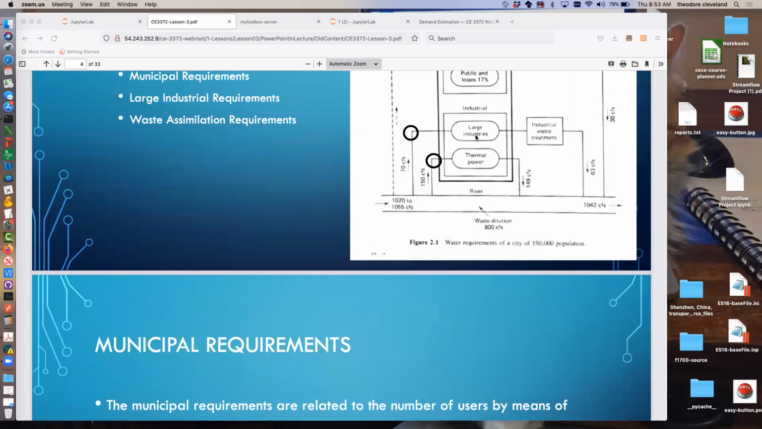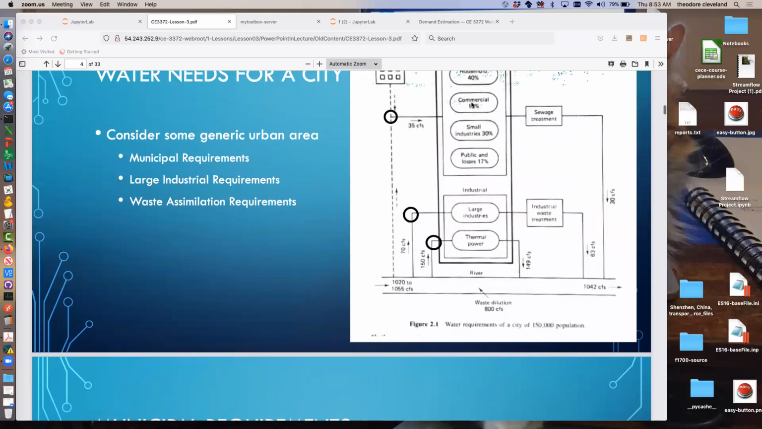Industrial water also usually goes back relatively close to the source. Municipal water, not so much.